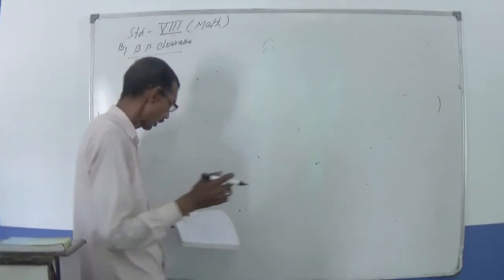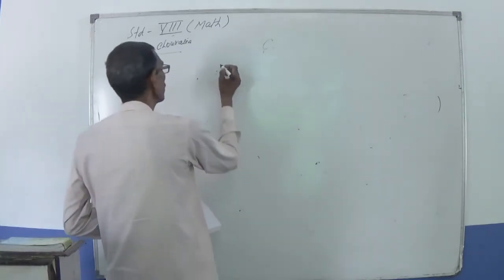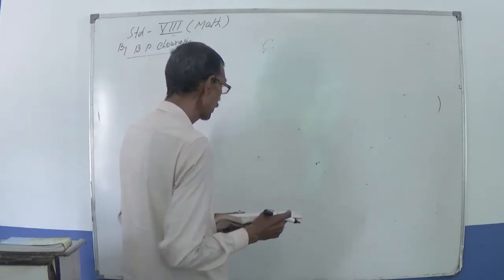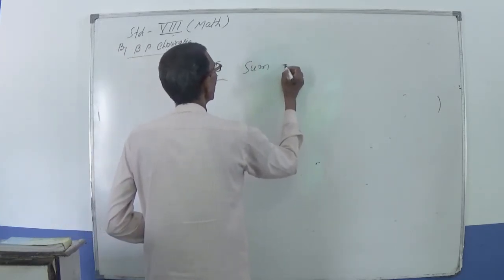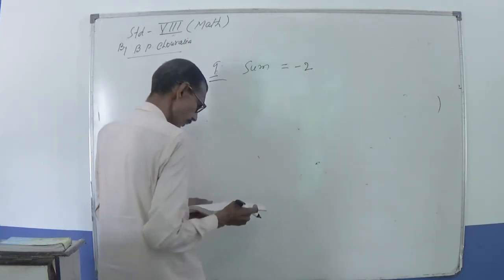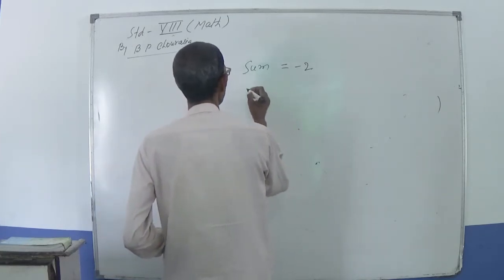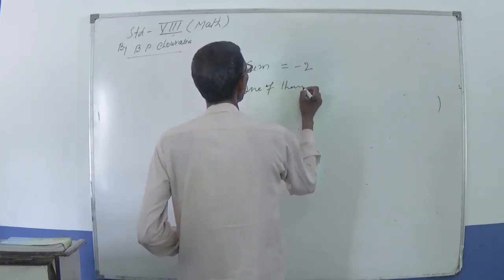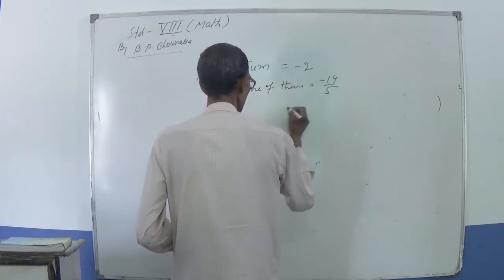Subtract. Now read some word problems. Question number 9. Here the sum of two rational numbers is minus 2. The sum is given, minus 2. One of them is given: if one of them is minus 14 by 5.